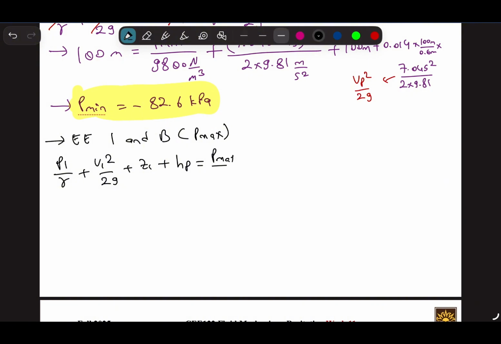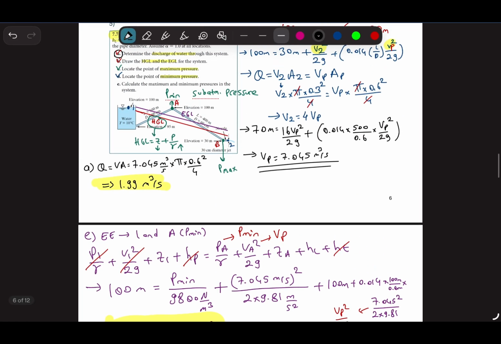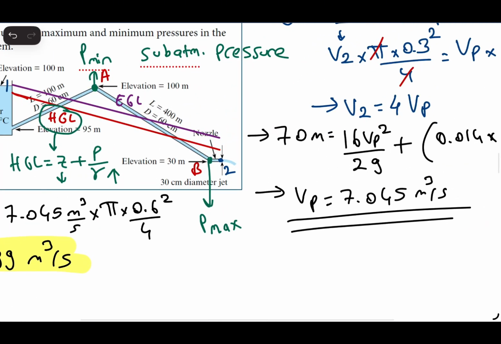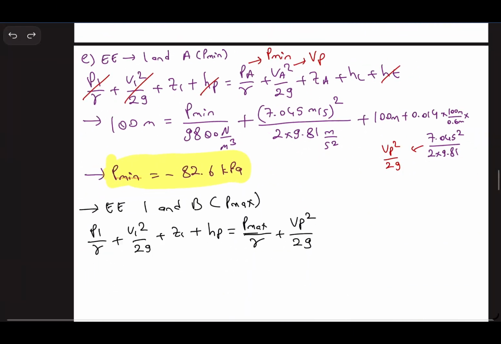And this is P max. And this is again Vp square over 2g. So we are dealing with a point within this pipe. Still, this is the exit, but we are inside the pipe. So we need to use Vp, which is the velocity within the pipe, because this is not outlet, this is pipe's portion.